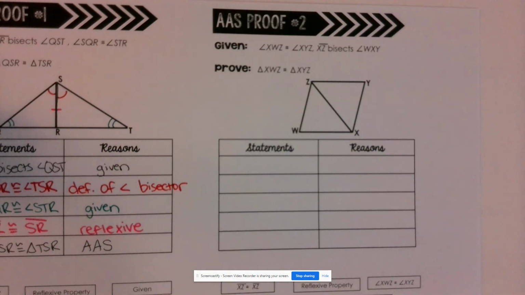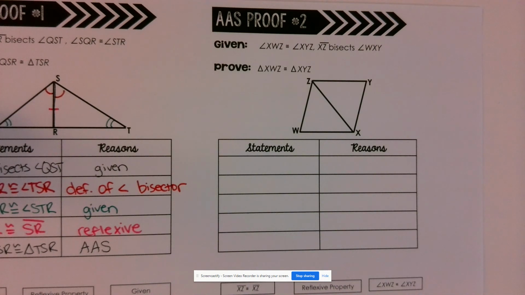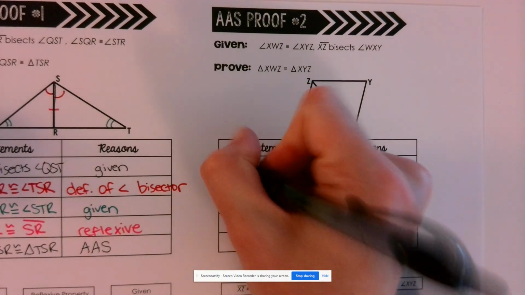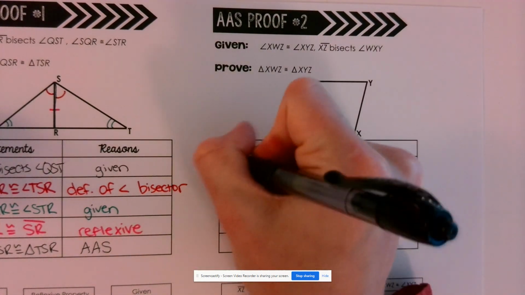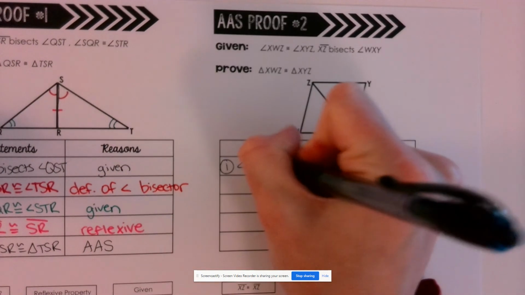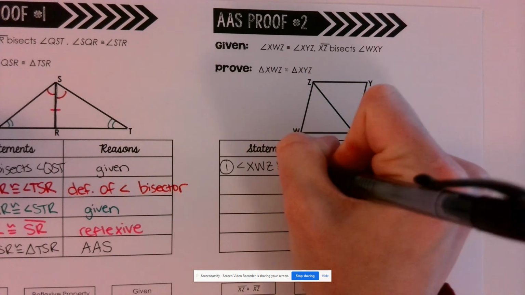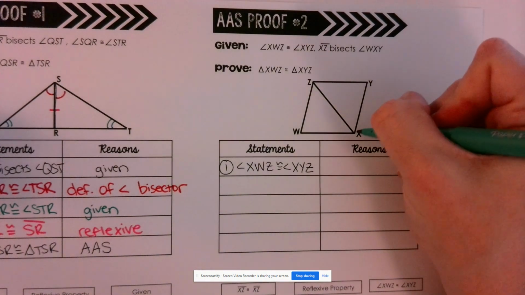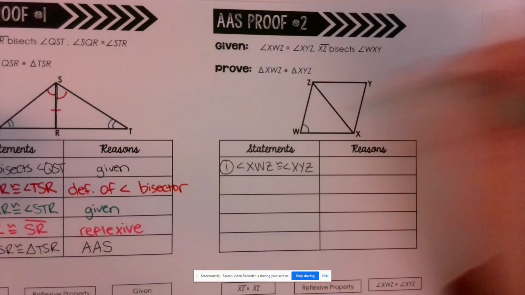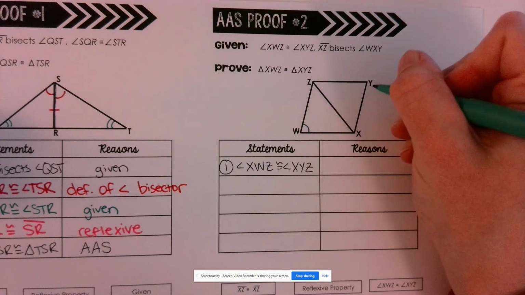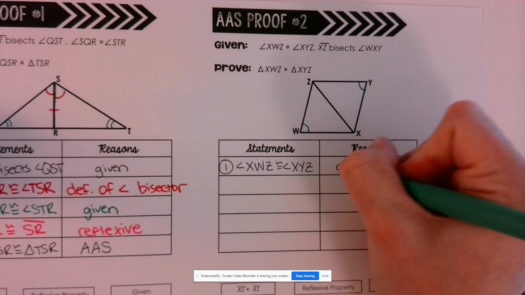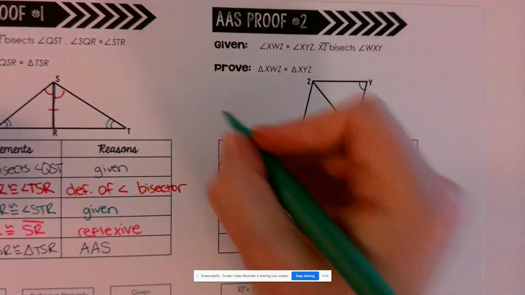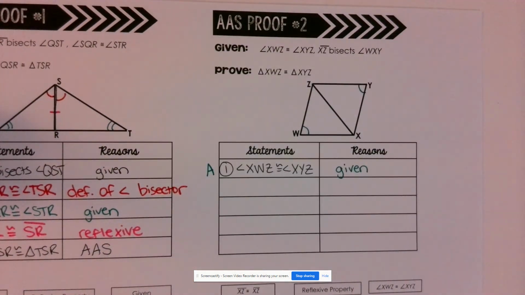We need to prove that triangle XWZ is congruent to triangle XYZ. The first statement they give us is angle XWZ is congruent to angle XYZ. Let's go find those in the picture. Angle XWZ is congruent to angle XYZ. That gives us one pair of congruent angles.